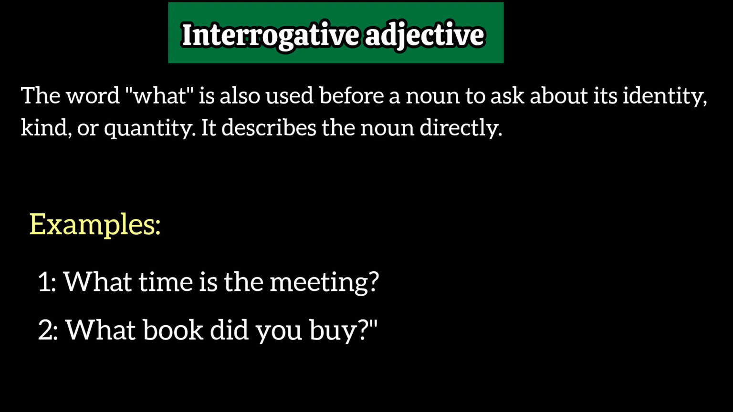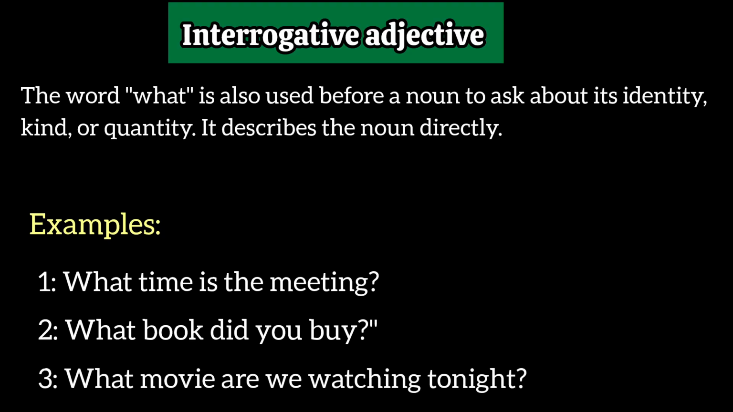Look at another example. What movie are we watching tonight? Again, in the sentence, it functions as an interrogative adjective. This is because it is used to ask a question and directly modifies the noun movie. And it has come before a noun in a question to specify or identify more about the noun.